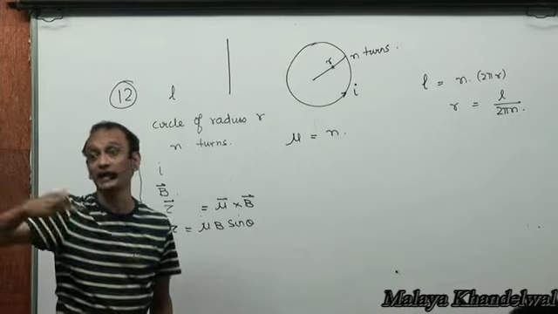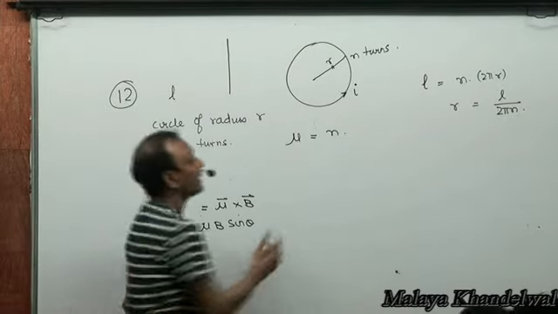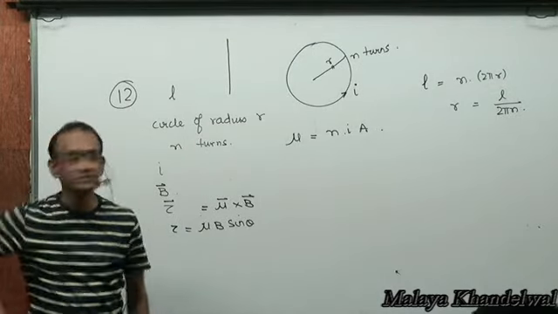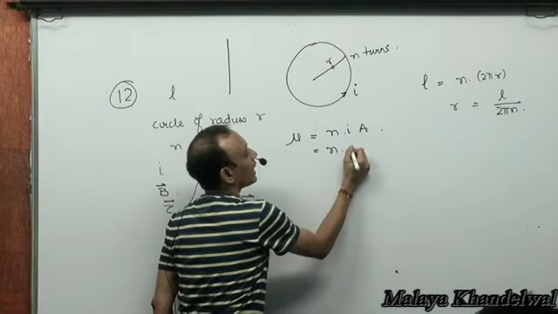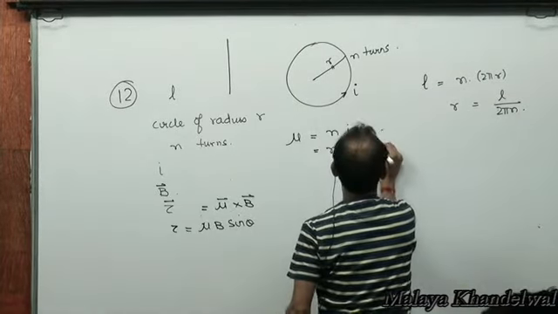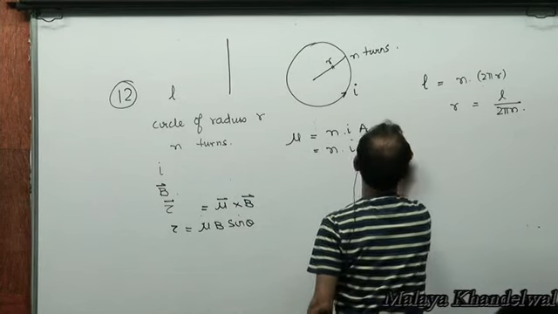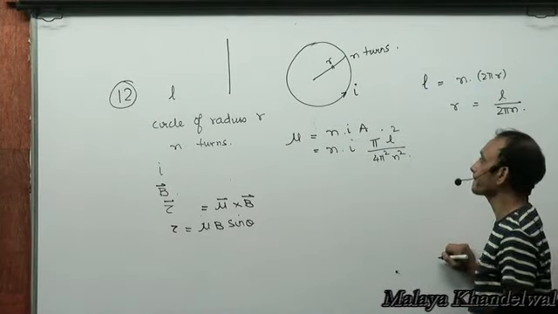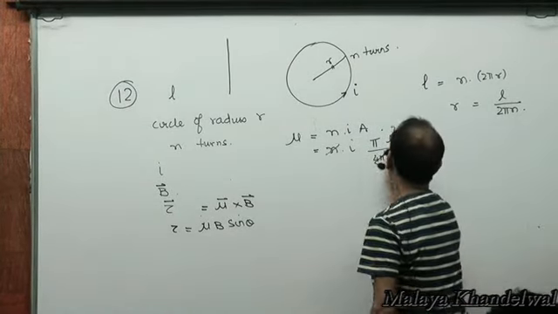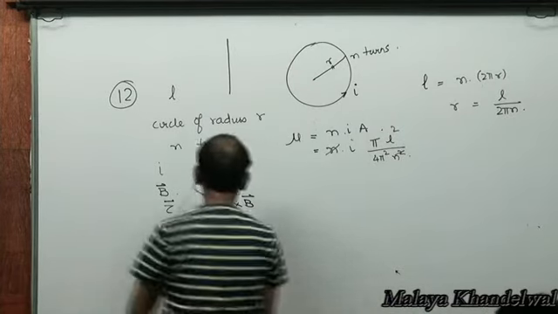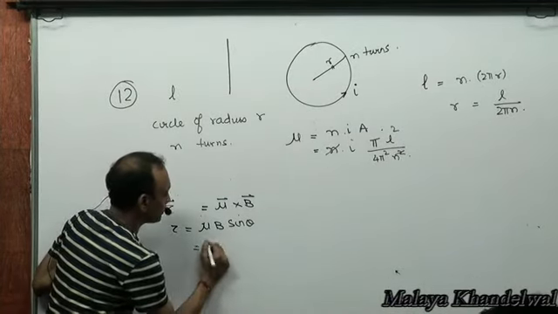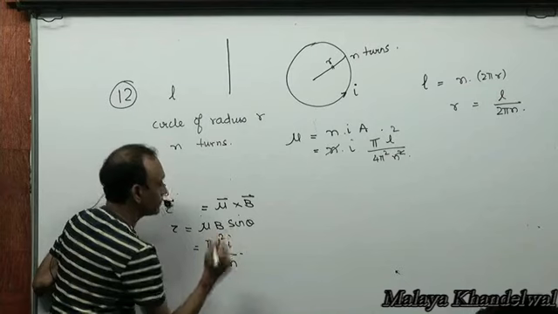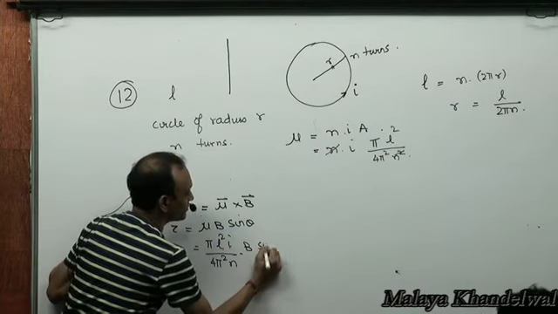If there are n turns, n times Ia would be the magnetic moment. N is the number of turns, I is the current, and A is pi r squared. That means L squared by 4 pi squared n squared. That's the magnetic moment, right? So we have this mu as pi L squared I by 4 pi squared n, into B, which is constant, but theta could be varied.